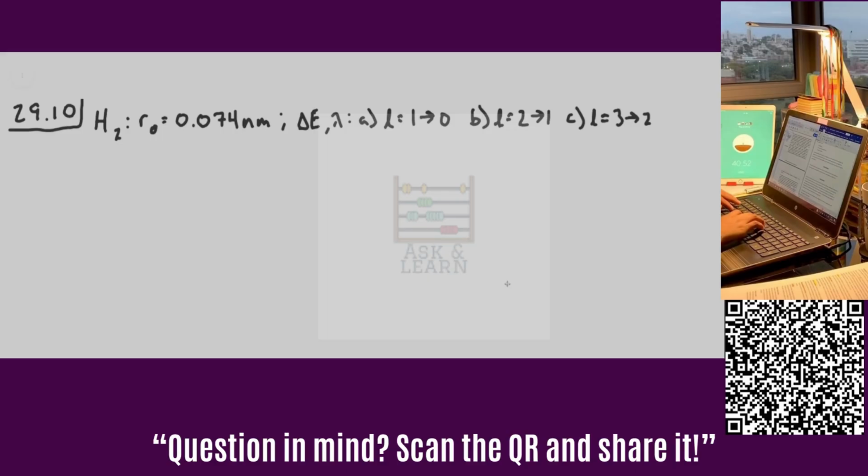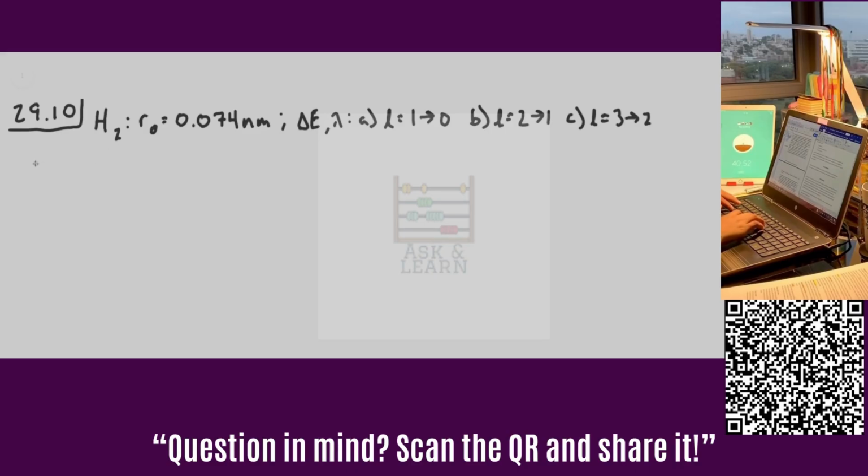29.10, the equilibrium separation of the hydrogens in molecular hydrogen is 0.074 nanometers. So we want to use this information to calculate the energy and wavelengths of the photons that we get out of these rotational transitions of the molecule.